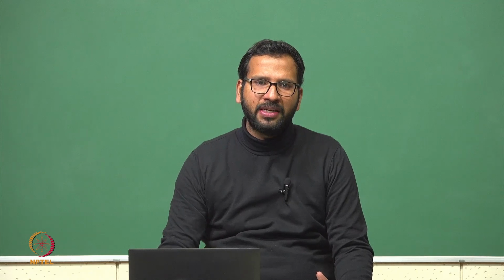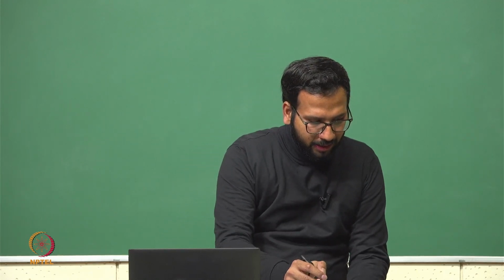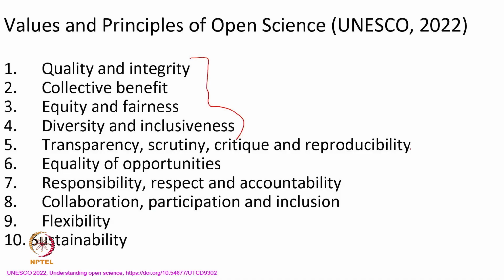Now UNESCO has given six principles for open science. So these are: first is transparency, scrutiny, critique and reproducibility. Second is equality of opportunity. Third is responsibility, respect and accountability. Fourth is collaboration, participation and inclusion. Fifth is flexibility and the last is sustainability. Let us now discuss each of these principles.